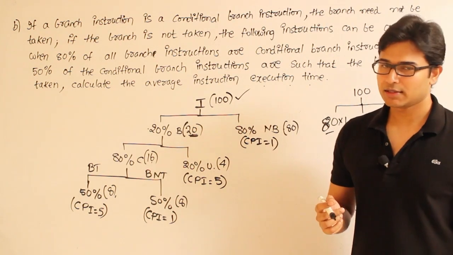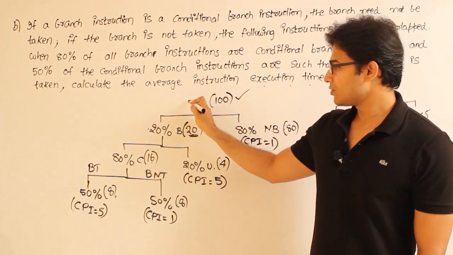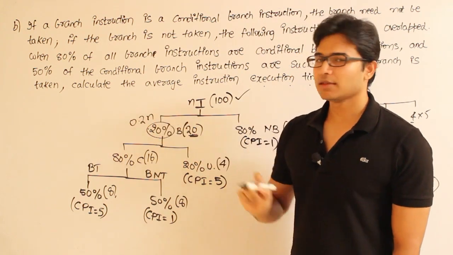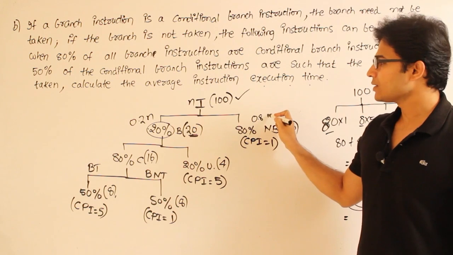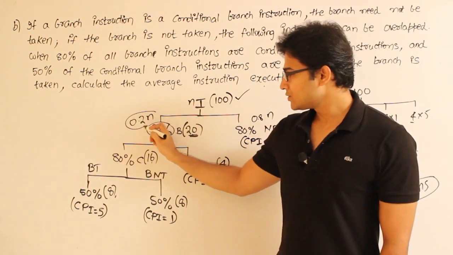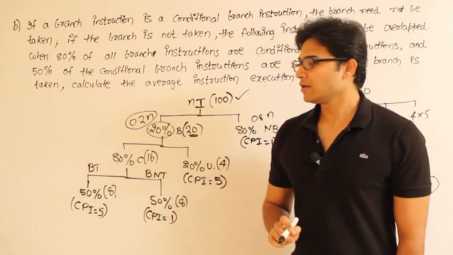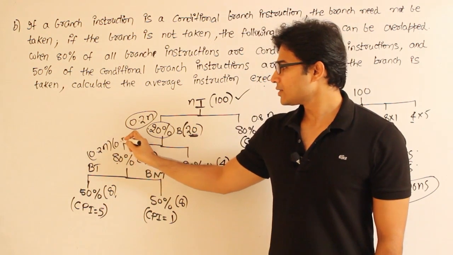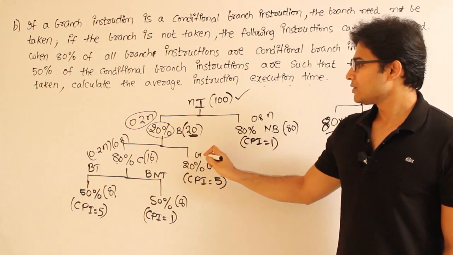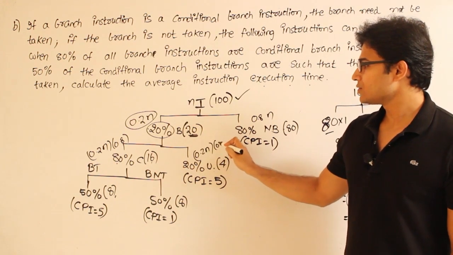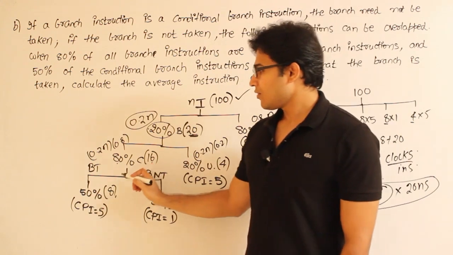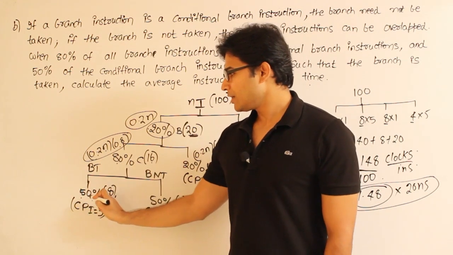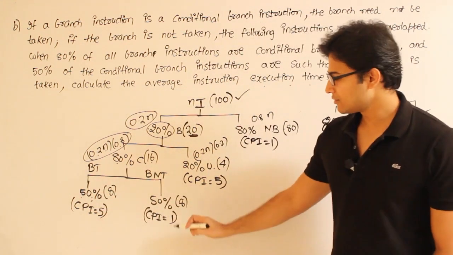If you try to evaluate it directly, then you have to think of it like this. If n is the total number of instructions, initially here they will be 0.2 into n, and here they will be 0.8 into n. And then you have to take this 0.2 into n and find out 80% of it, which means 0.2 into n into 0.8, right? And here also 0.2 into n into 0.2, and then after that you have to take this number 0.8 into n multiplied with 0.5 in order to get the number of instructions here.